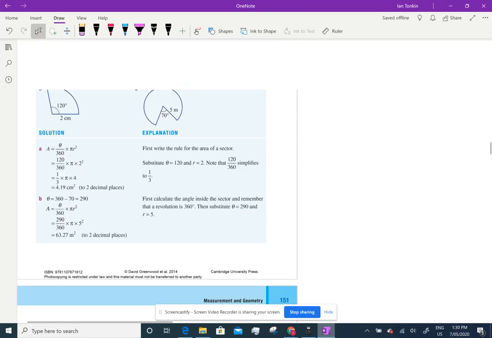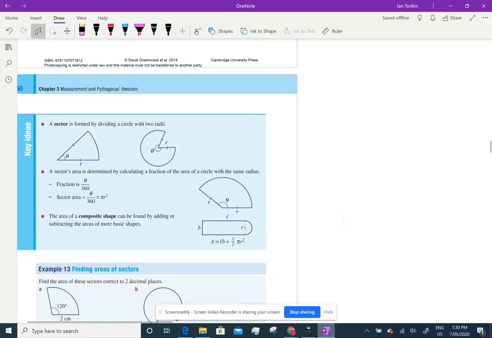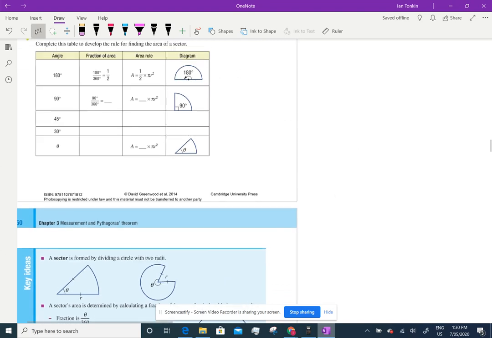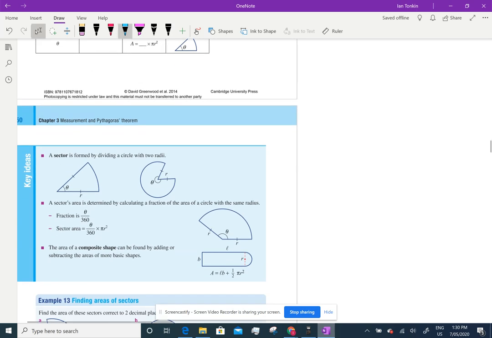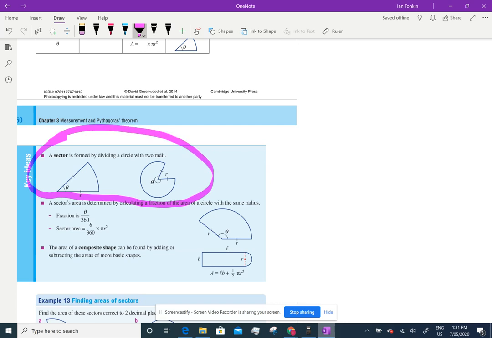Right, we're now up to finding the area of a sector. Now, a sector is just part of a circle. Think about a cake, and if you cut a slice of cake out from the centre. So here's a description of what a sector is.